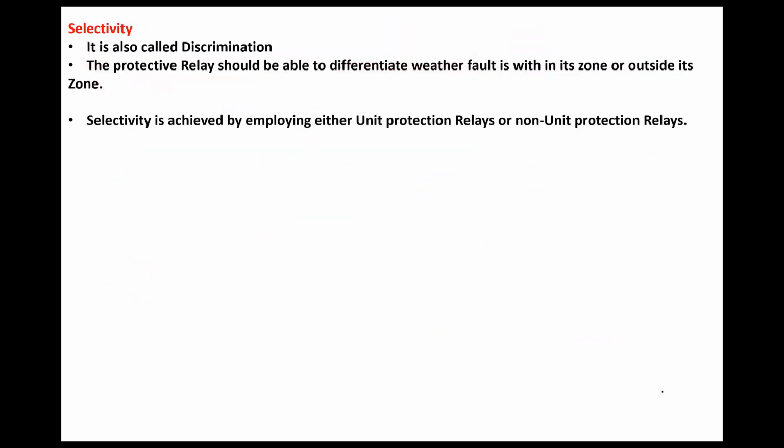The next is selectivity. The other name for selectivity is discrimination. The protective relay should be able to differentiate whether the fault is occurring in its zone or outside its zone. This feature the relay should have. If it responds to the faults outside its zone before their primary tripping, then it will cause nuisance.